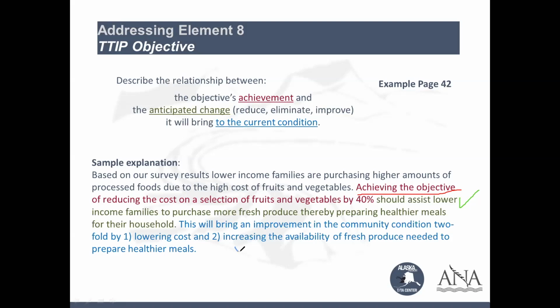And this will bring an improvement in the community condition twofold. One, it's going to lower the cost, and two, it's going to increase the availability of fresh produce needed to prepare healthier meals. So as you can see, we broke down each piece of this and addressed it in our narrative.